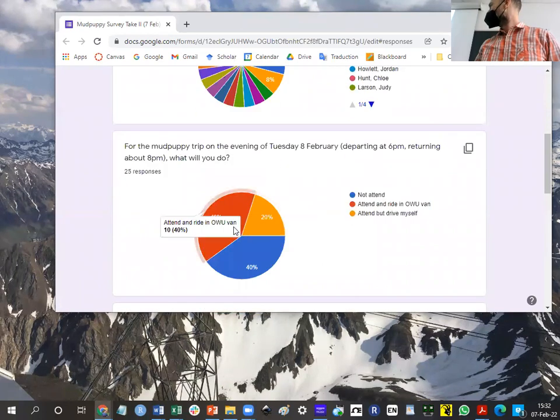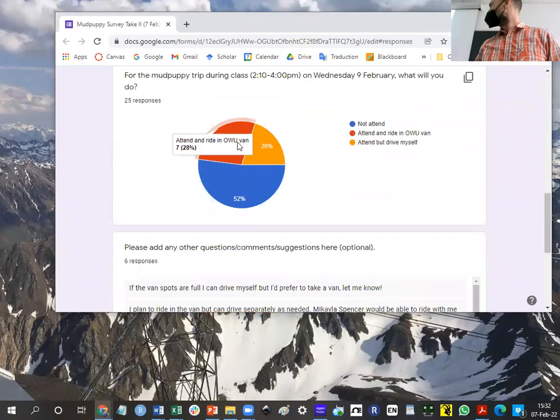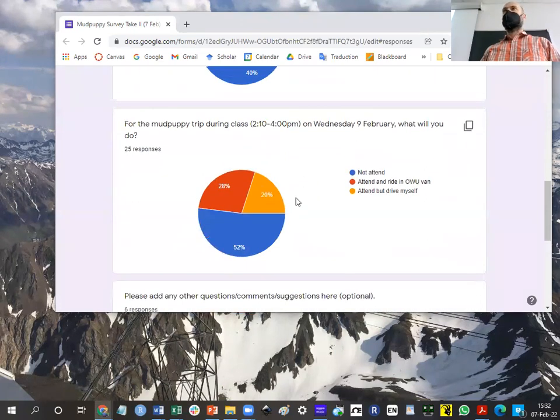So we want to make sure this adds up. This is 10 plus 5 plus 7 is 22. Okay, that adds up. So that should be good. So Wednesday we'll just need 1 van as well.